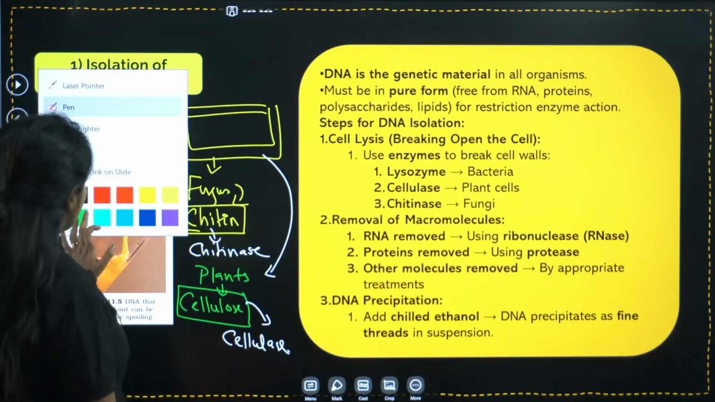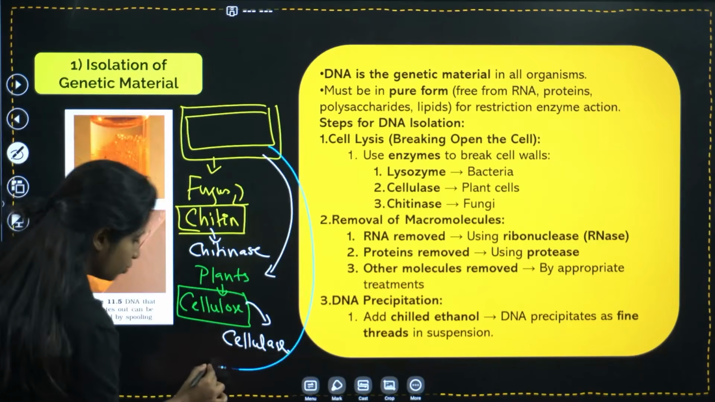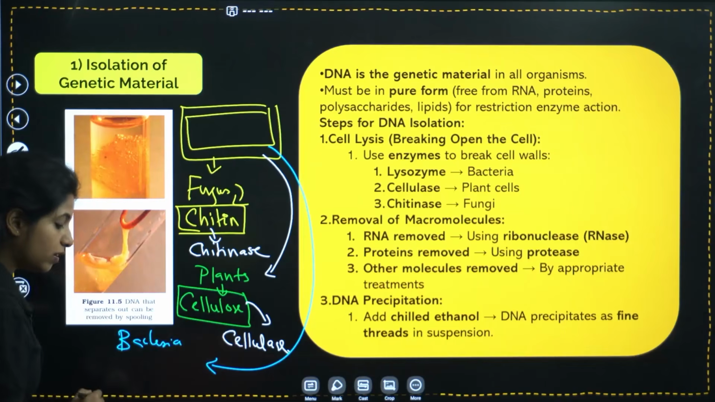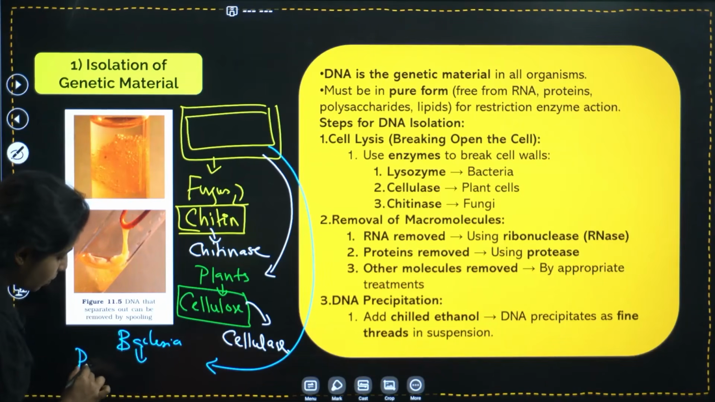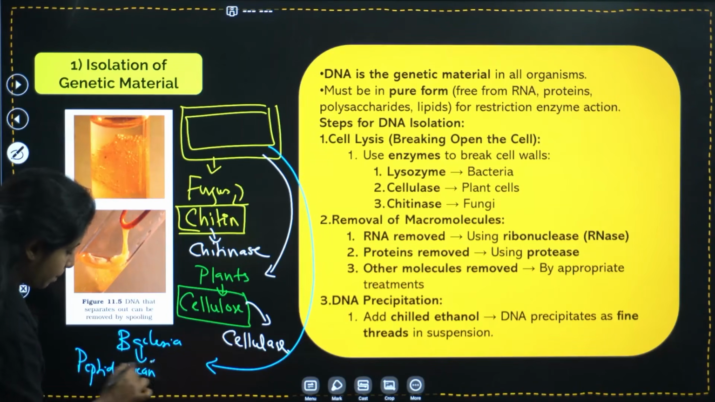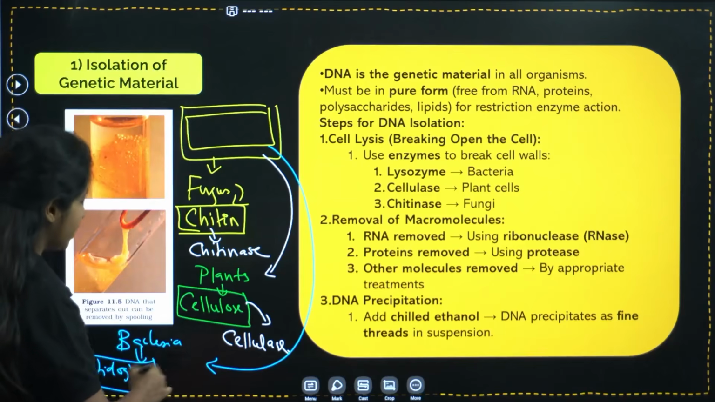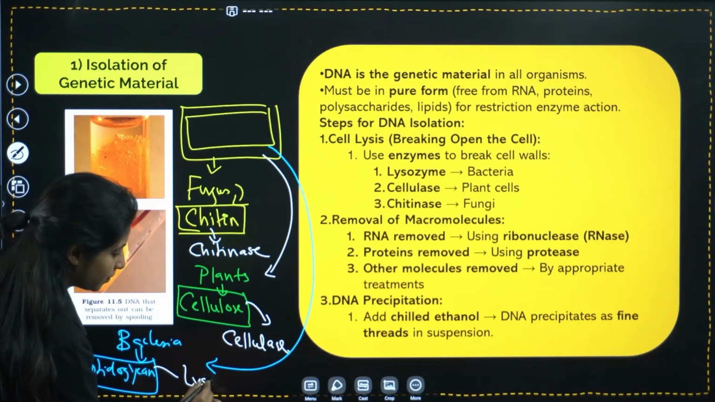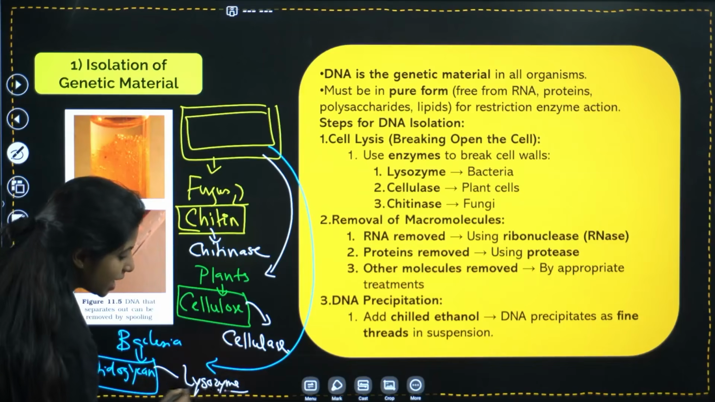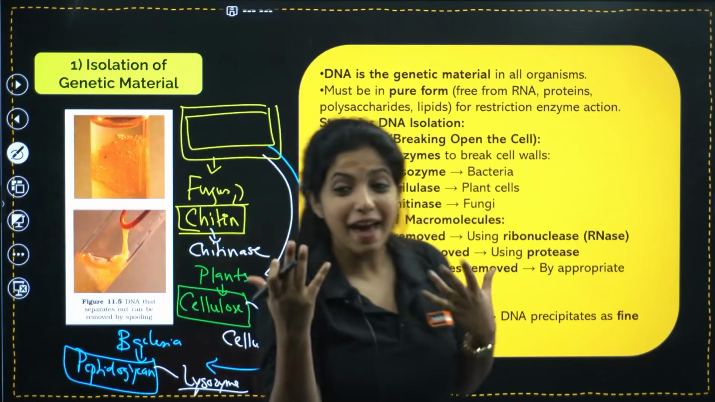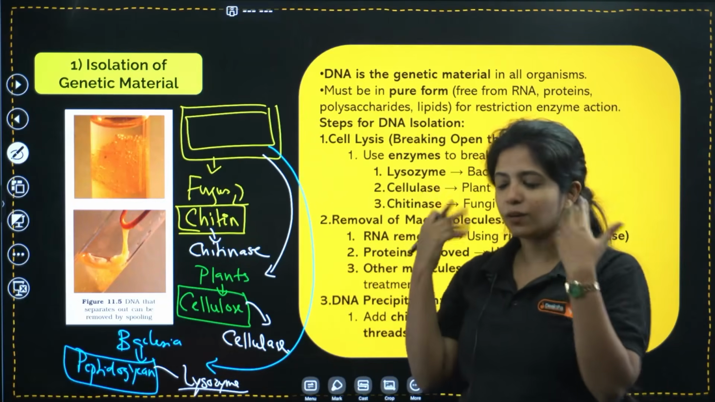The third thing is bacteria. Bacteria, my dear children, also have a cell wall. What is the cell wall made up of? Peptidoglycan. What do you need for breaking it down? Lysozyme. Remember, in our tears and our saliva we have lysozyme, and it is there for killing the bacterial cell by breaking down the cell wall.